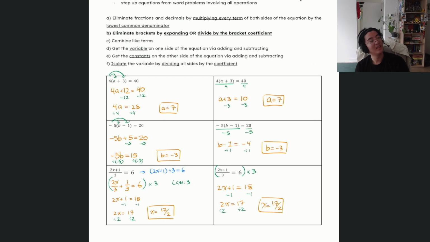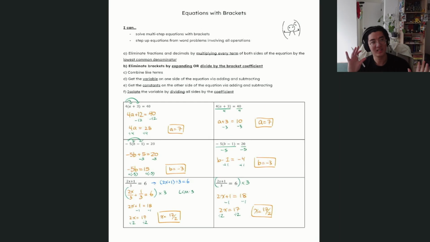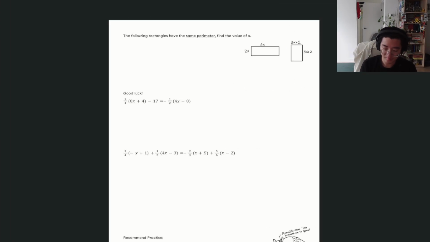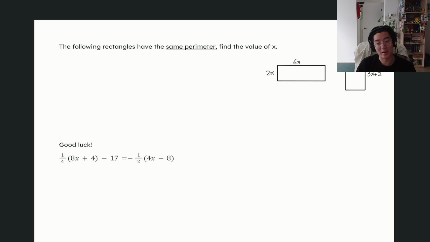Okay, that's it. So as you can see here, all we were trying to do as mathematicians is get rid of brackets, get rid of decimals, get rid of fractions, just so it's easier for us to work with. Again, completely optional. You can just brute force through everything, but personally, I find it a bit easier. Okay, so let's try some more problems.